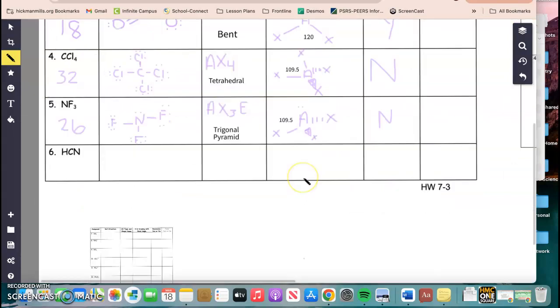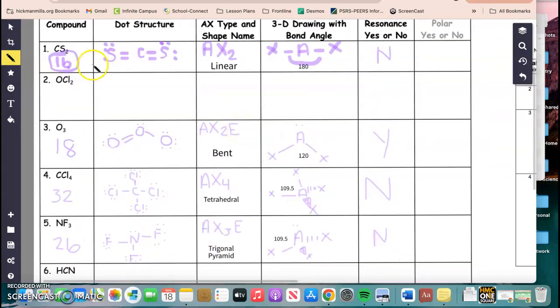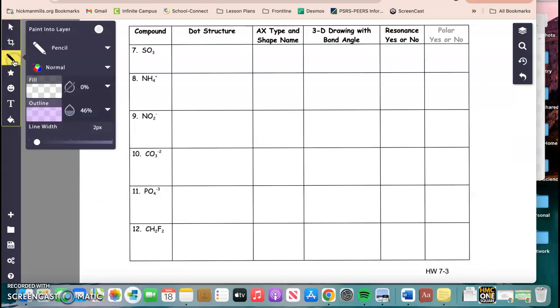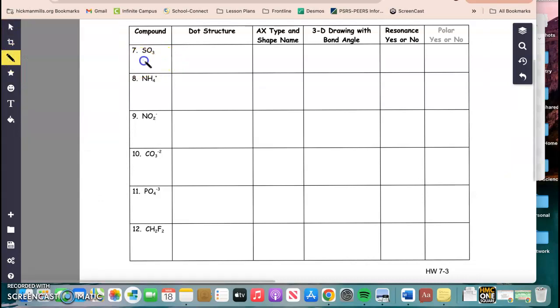Okay, let's go ahead and move on to the second page. So go ahead, flip your paper over, and we're going to look at number 7. Okay, so this will be the last one we do. So we have SO3. So go ahead and calculate how many valence electrons you need. Okay, so oxygen is 6, so that would be 18, plus another 6 from the sulfur, which is a grand total of 24. So when we draw out our Lewis dot structure, we have our sulfur and 3 oxygens.